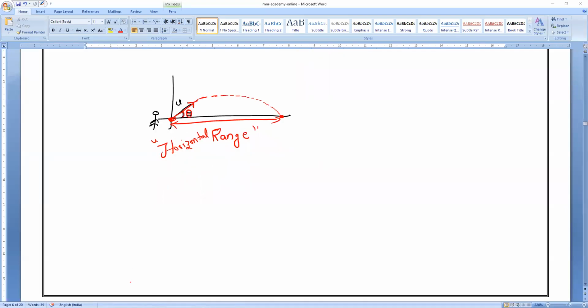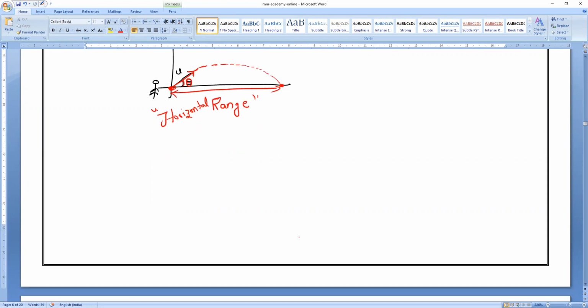Horizontal range. Write it. Okay, horizontal range: the maximum distance covered by a projectile along the horizontal. Horizontal range will be represented with a capital R.